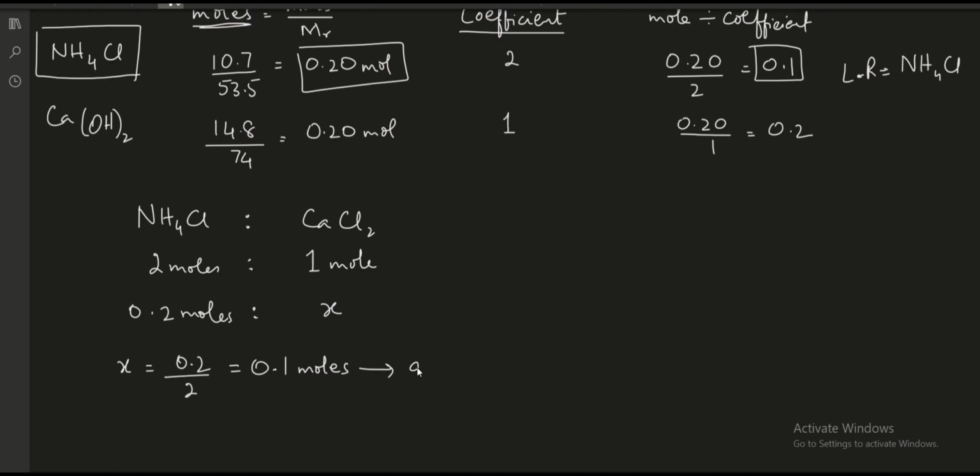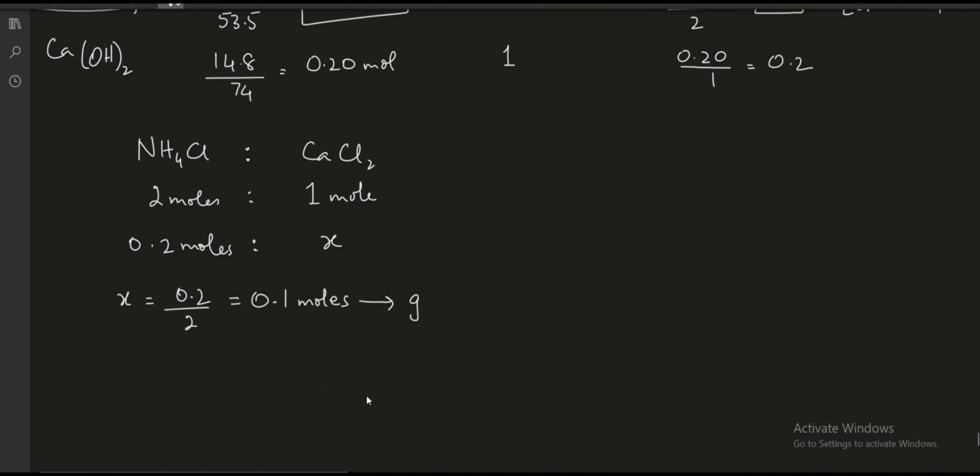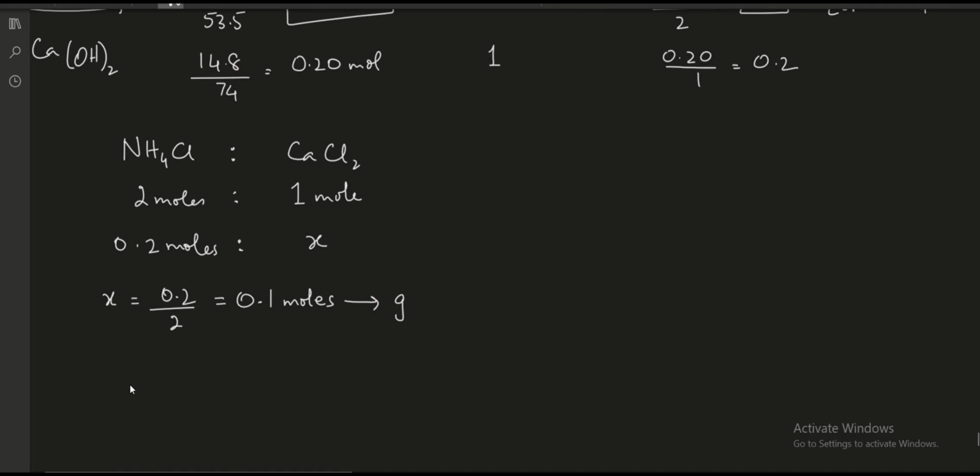Now we can convert it into gram. How can we convert it into gram? We can use the formula that mass is equal to moles multiplied by Mr. So how many moles are there? It is 0.1 multiplied by Mr. The Mr is given in the question. It is 111. When you multiply it, your answer would be 11.1 gram.